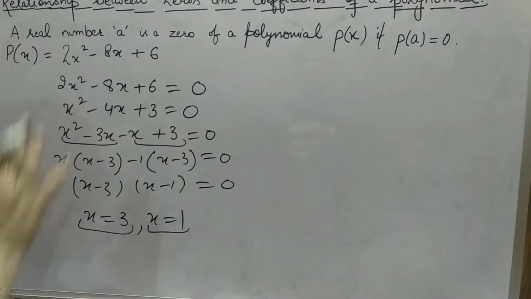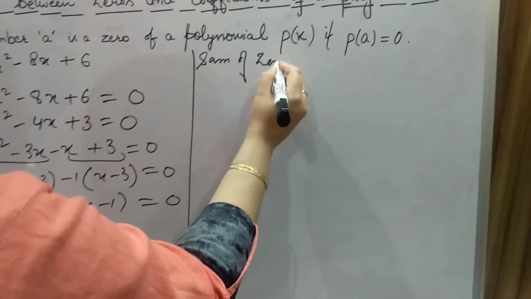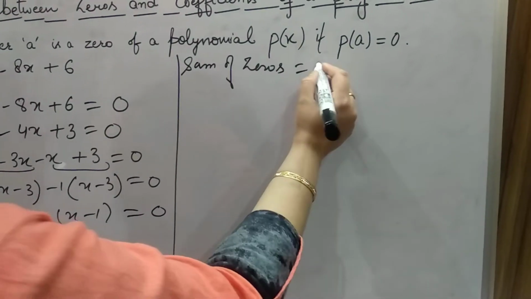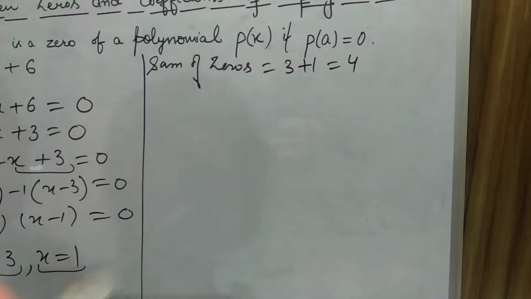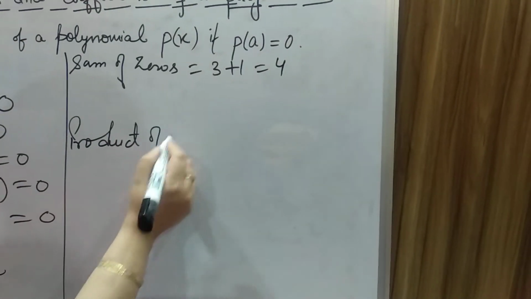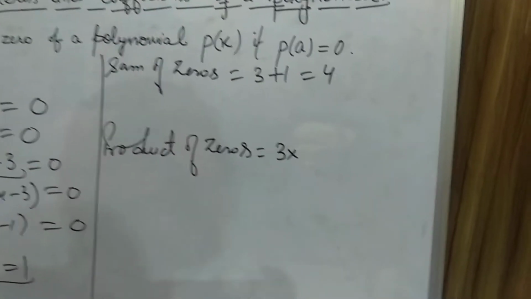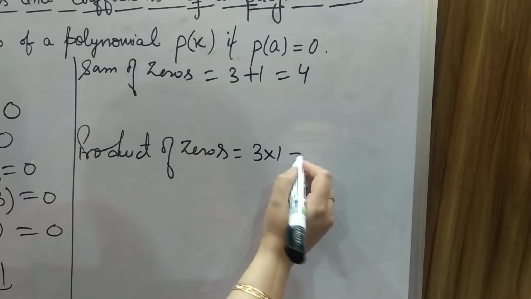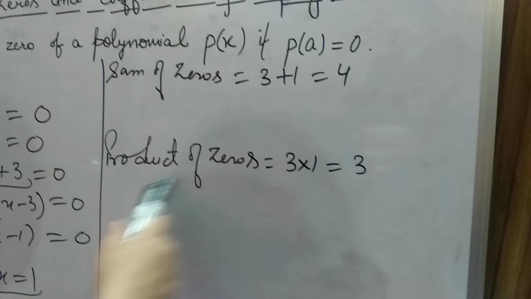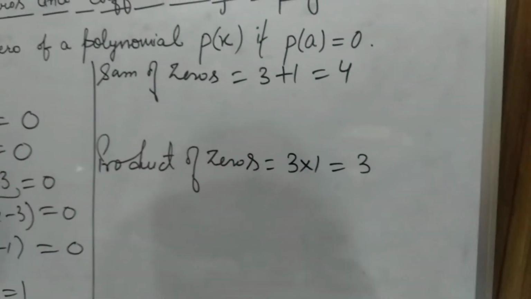polynomial. Now, if we find the sum of zeros, one zero is 3 and the other zero is 1. 3 plus 1 is equal to 4. And the product of zeros: 3 multiplied by 1 is equal to 3. So the sum of zeros is equal to 4 and the product of zeros is equal to 3.